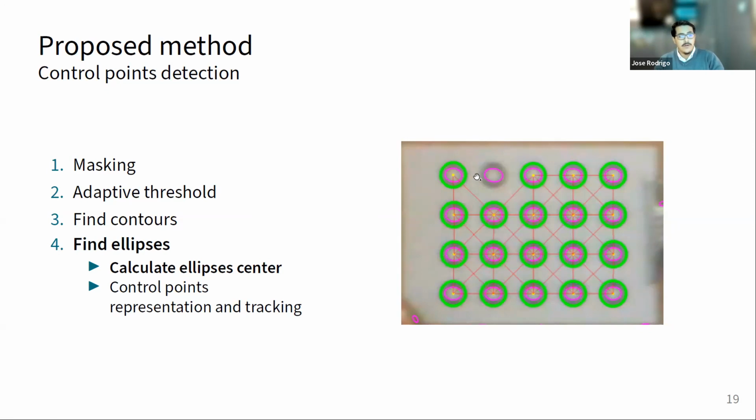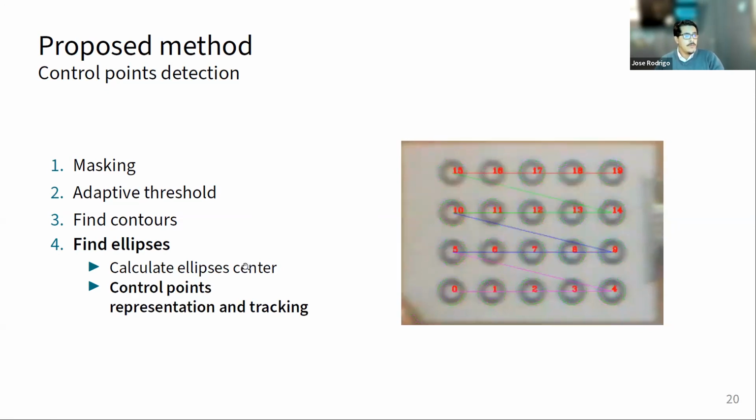Once we have our calibration points, we're gonna perform our process of control points representation and tracking, where we are gonna enumerate our control points from 0 to 19 to help this algorithm to find each point more easily and faster.